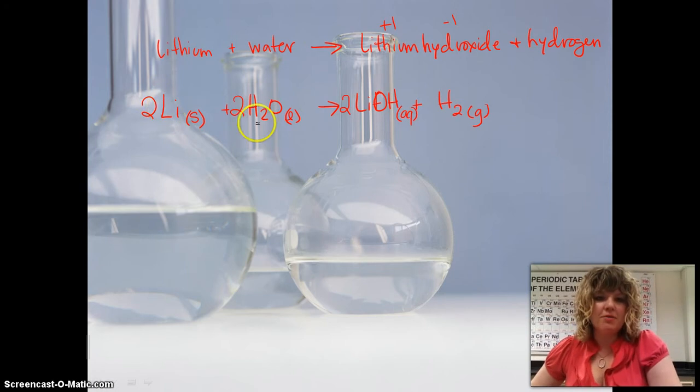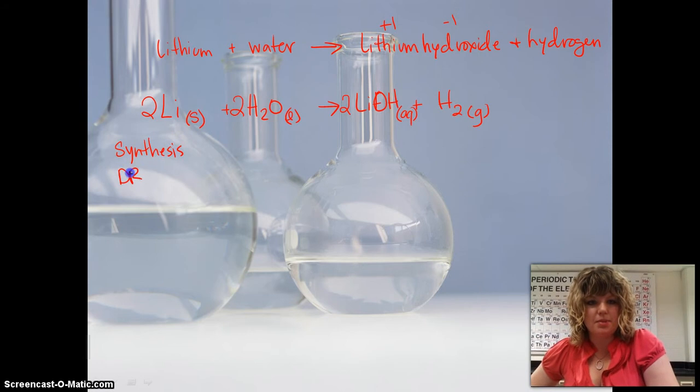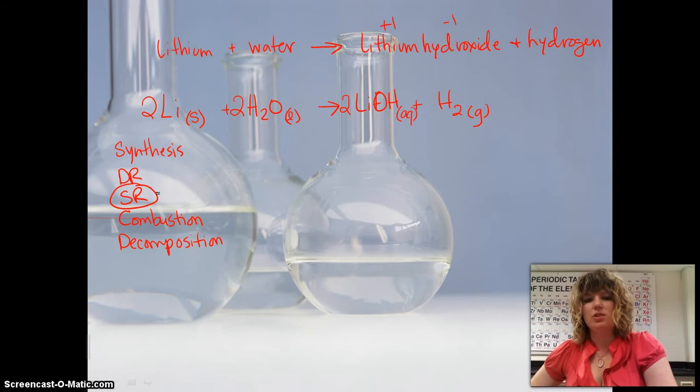Okay, and so from this, I might ask you a couple different questions. First, I might ask you what type of reaction is this, and that would be information from chapter 11. So you would need to know that synthesis, double replacement, single replacement, combustion, and the last one is the decomposition. Okay, so you have to be familiar with these. This one right here, lithium replaces the hydrogen, so this is a single replacement reaction. We know that.